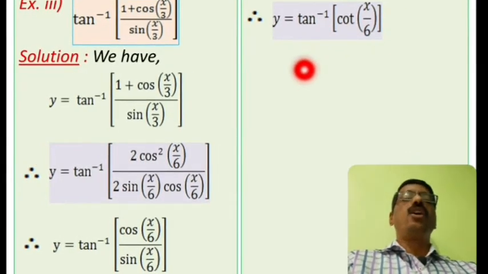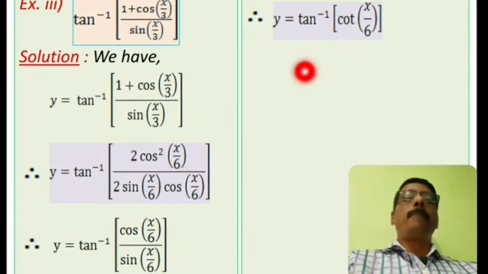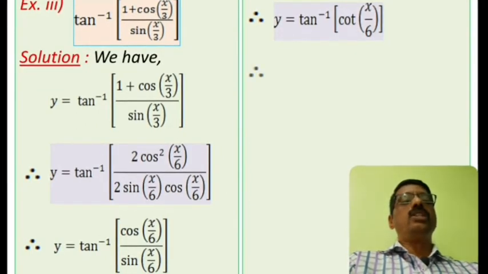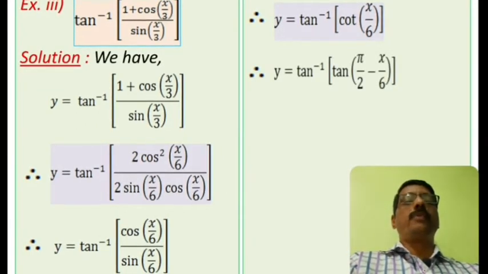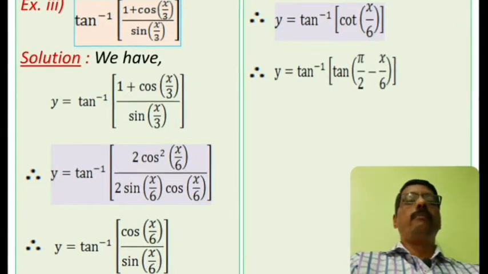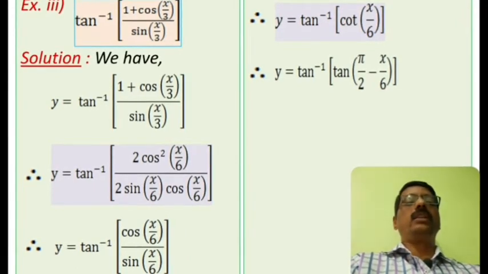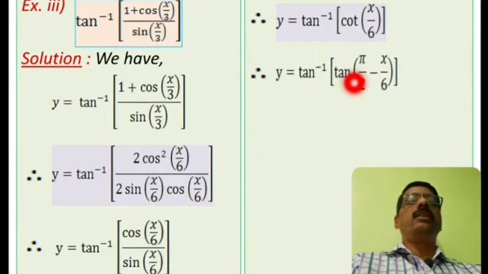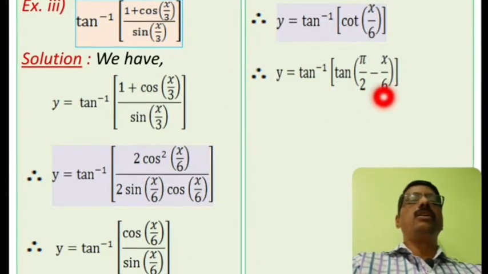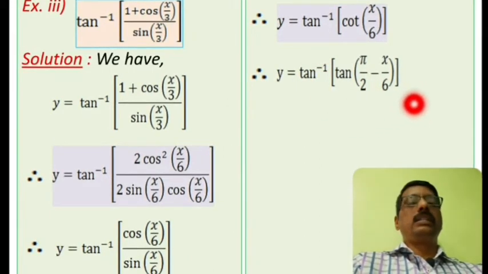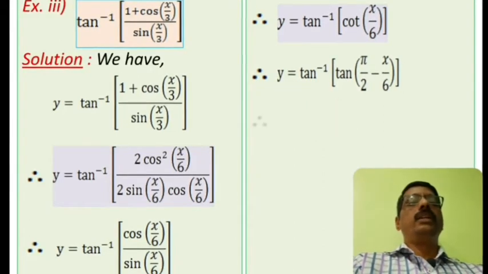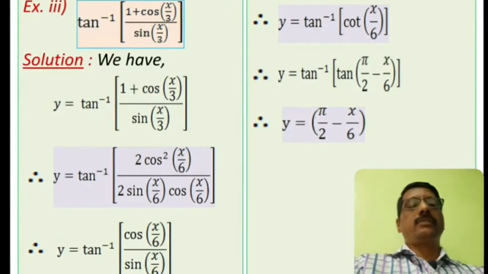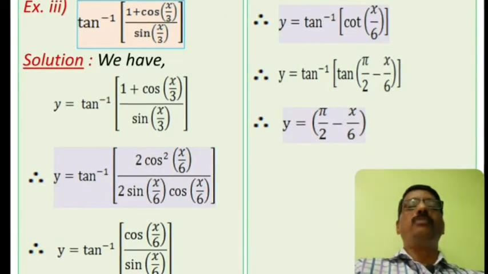Okay, we know the formula cot theta equal to tan of (pi by 2 minus theta). And therefore the given function becomes y equal to tan inverse of (tan of (pi by 2 minus x upon 6)), where theta is x upon 6. And then here again tan inverse tan cancel. Only pi by 2 minus x by 6 remains. And therefore the given function becomes y equal to pi by 2 minus x upon 6. Okay, that is the simplest form of the given function.